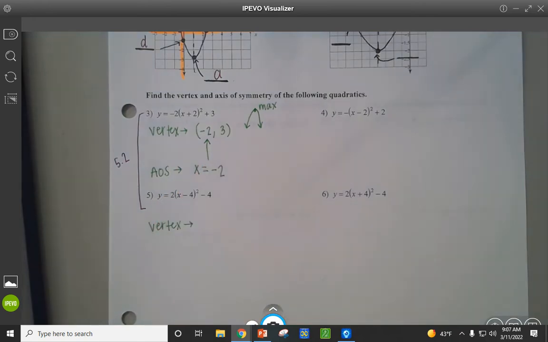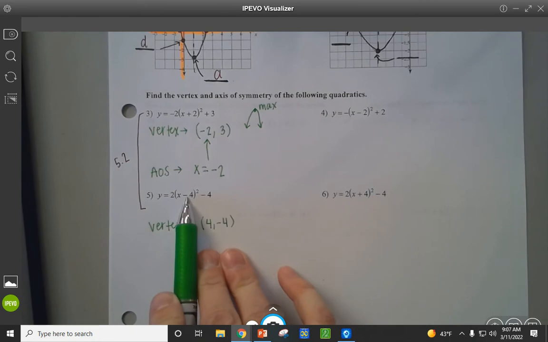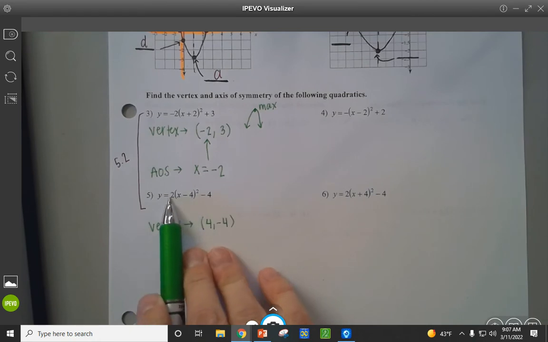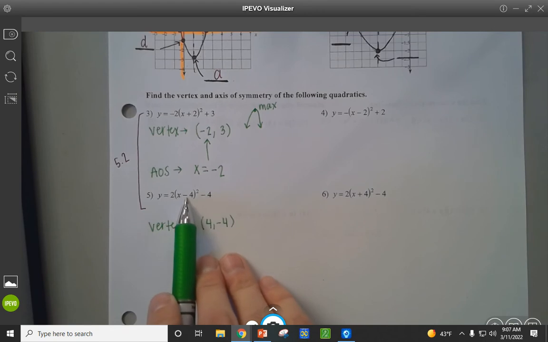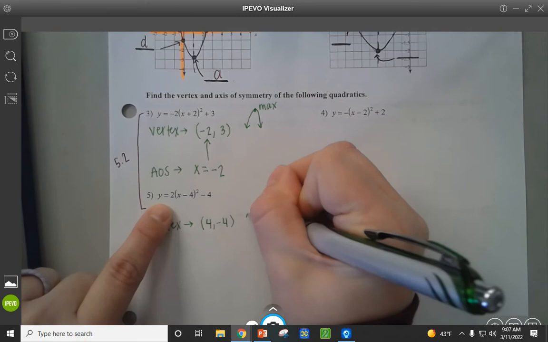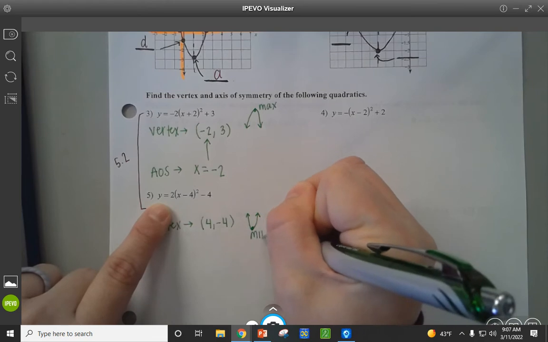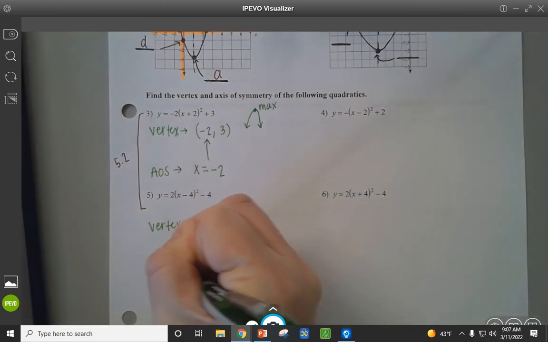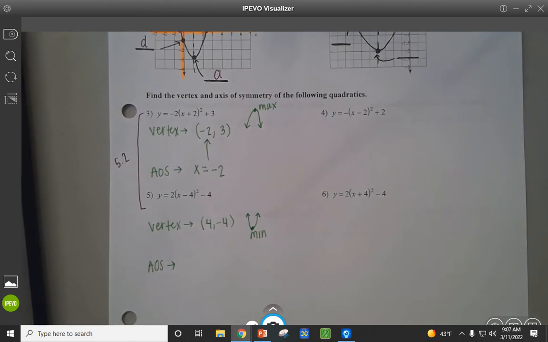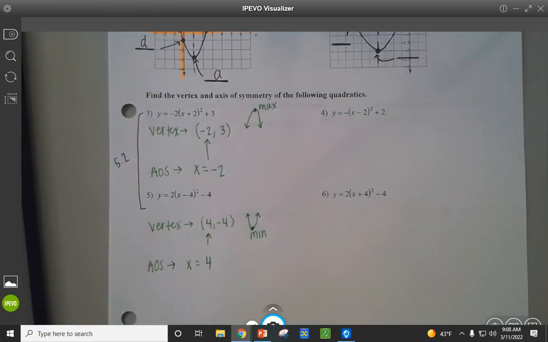So what's the vertex on number 5? Nope. 4, -4. The number on the inside, you do the opposite. Did you look at this number too, maybe? Yeah. So this number, you do the opposite of this one, +4, and that one's -4. Does this parabola open up or down? Up, because the very front number is positive. So is the vertex a maximum or a minimum? Minimum. What is the axis of symmetry? X equals 4. It's the X value of your vertex.